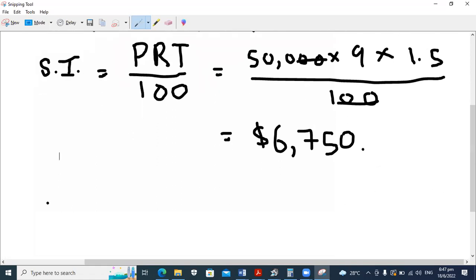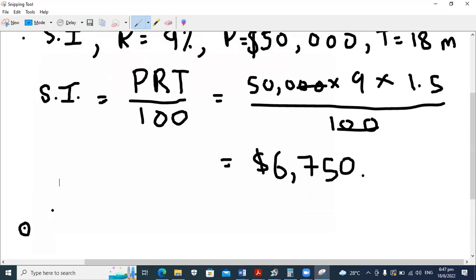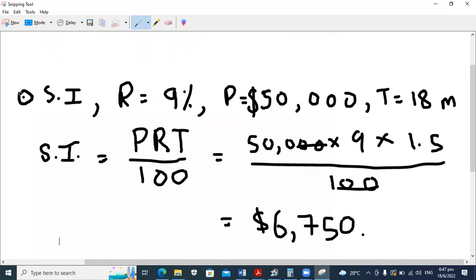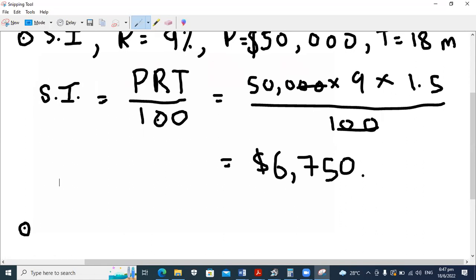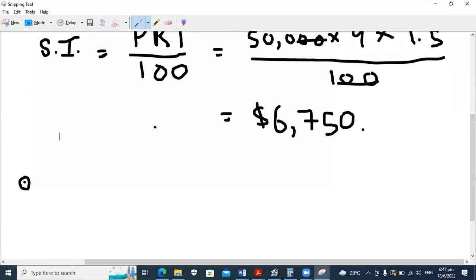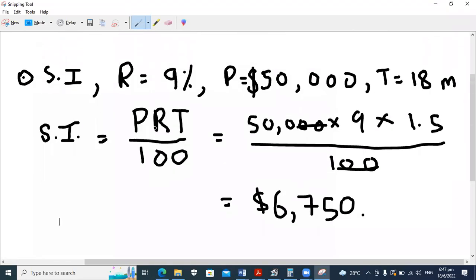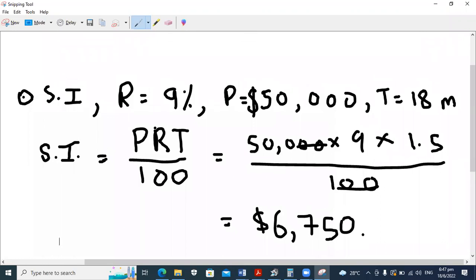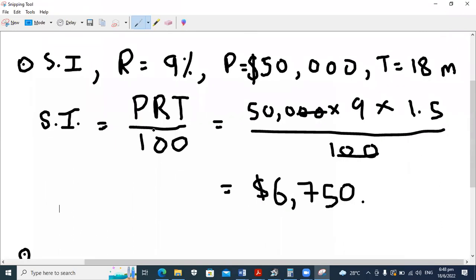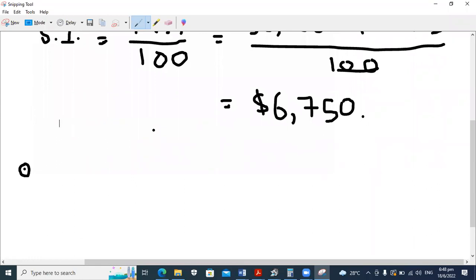Any questions? At any given financial institution, they always charge a processing fee whenever you're making a big deposit, or doing some investment or some loan. Let us say they charge a processing fee of $2,000.